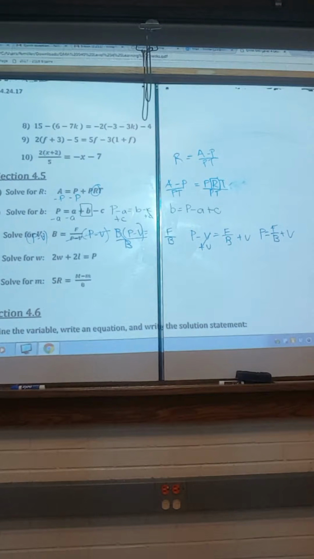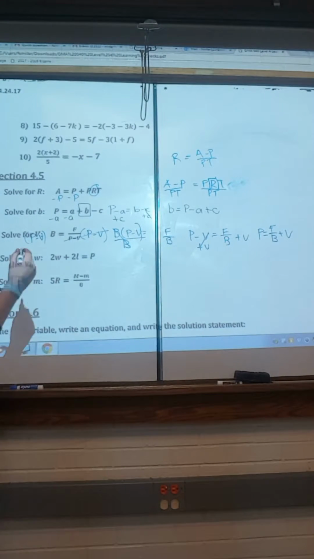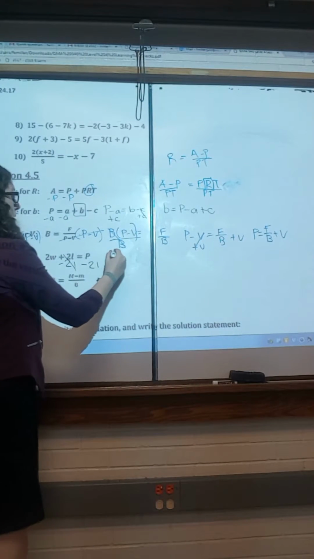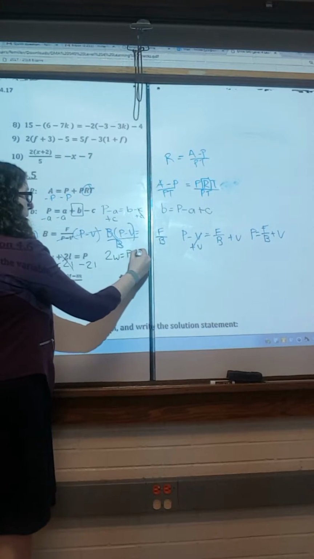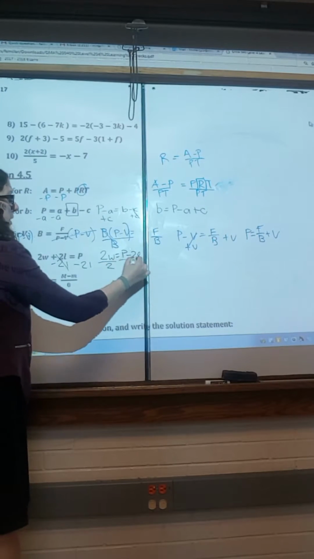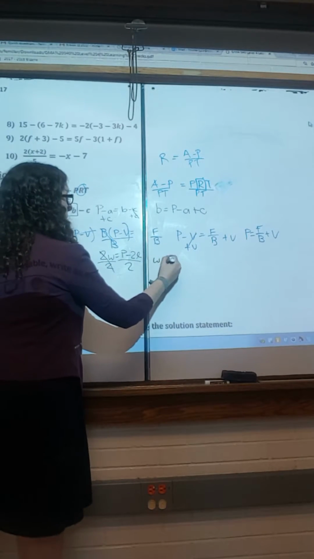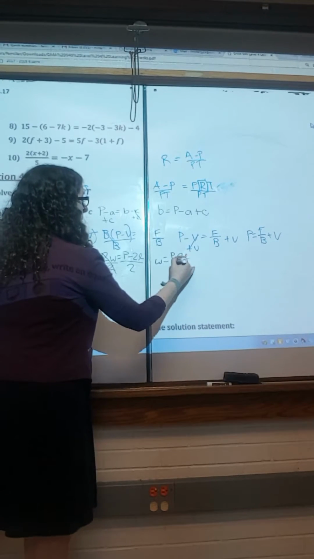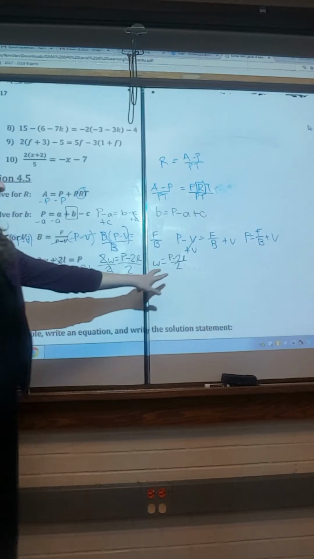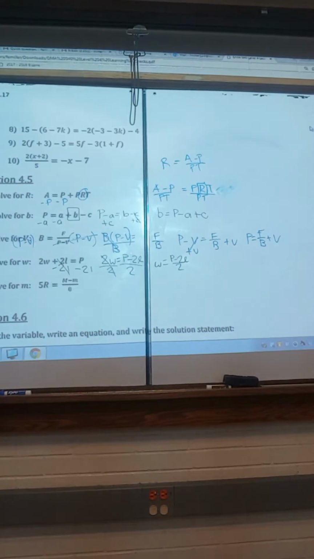For number 4, you're solving for w. So the first thing you want to do is move 2l over, so I'm going to subtract that. So I'd have 2w equals p minus 2l. And then to get w by itself, you're just going to divide both sides by 2. So you'd have w equals p minus 2l over 2. Or you can split those into separate fractions. I just think keeping it as one is just as fine.